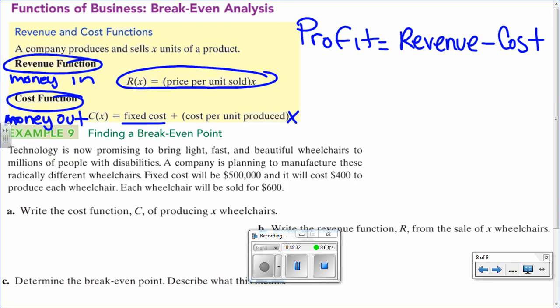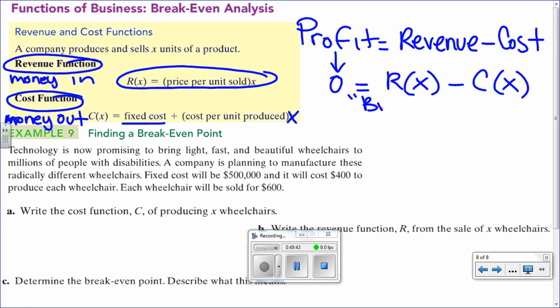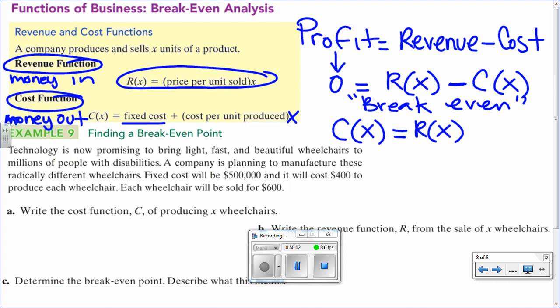So the only time that you will break even is when the profit is equal to 0. So this is when you break even. And if you break even when the profit is equal to 0, that also means that if I take this negative C of x to the left, the revenue is equal to the cost. That's what it means to break even.